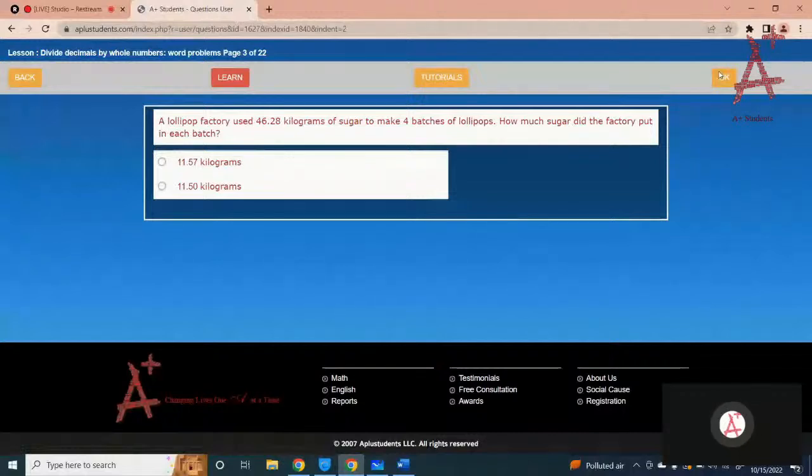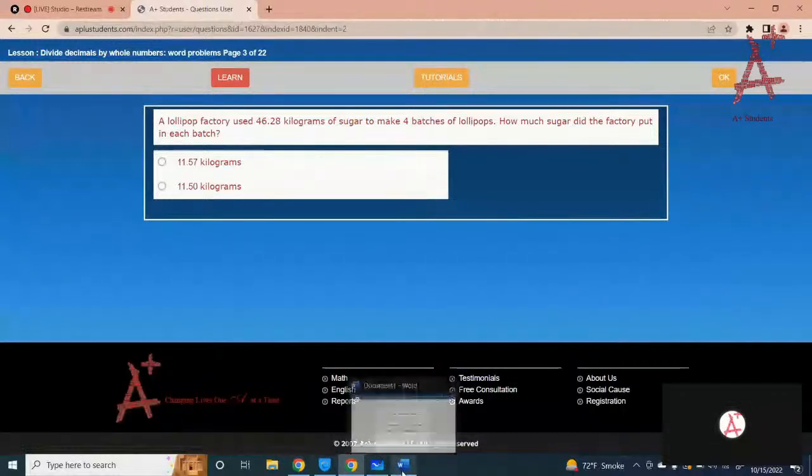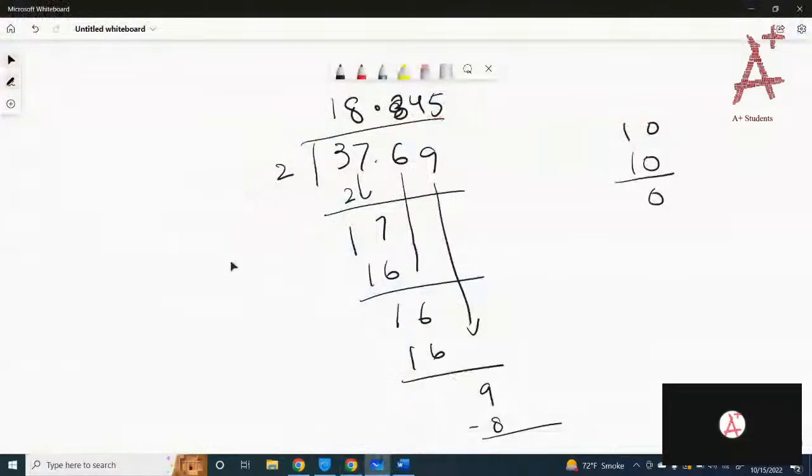A lollipop factory used 46.28 kilograms of sugar to make 4 batches of lollipops. How much sugar did the factory put in each batch? 46.28 divided by 4.